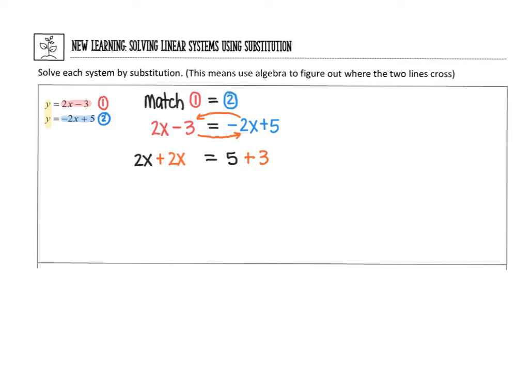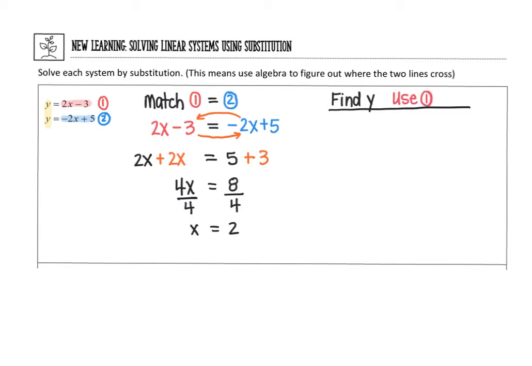This will leave us with 2x plus 2x is equal to 4x, and on the right-hand side, we'll have 5 plus 3 is equal to 8. We'll need to divide both sides by 4 to get the x isolated, and this will leave us with x equals 2. This is the x-coordinate of the point of intersection. We can use this x value to find y. We get to choose which of the equations we want to use to find y.